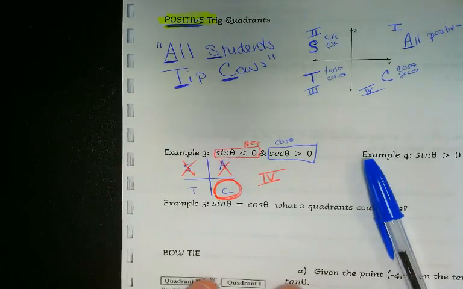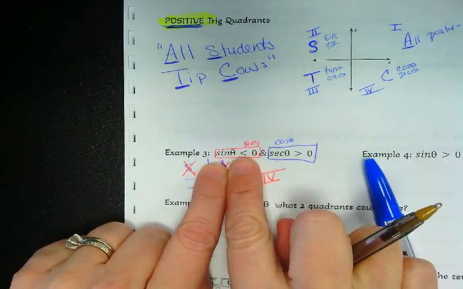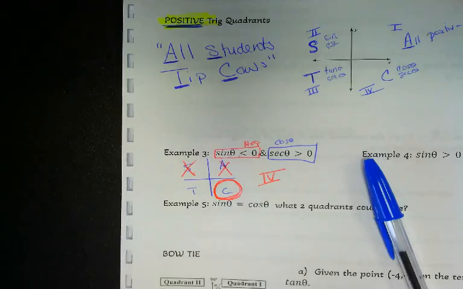With just one, right, you can't find it. You need two pieces of information. So one will always eliminate two quadrants, and then the next one will narrow it down to exactly where you're sitting.